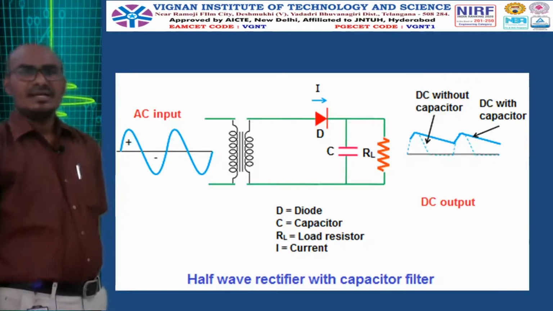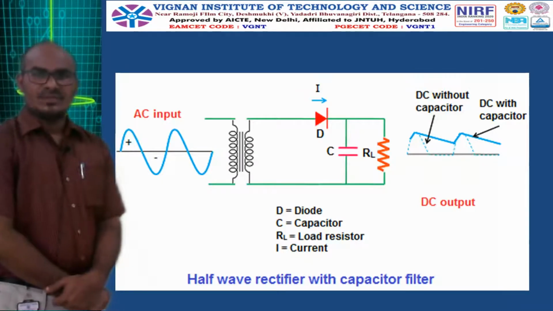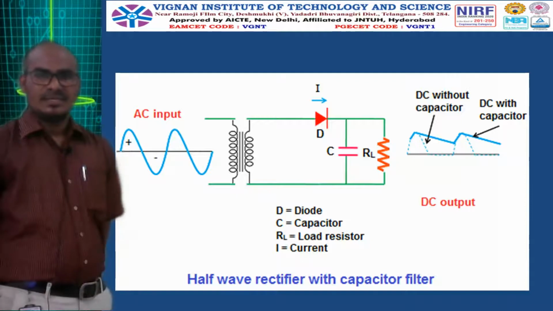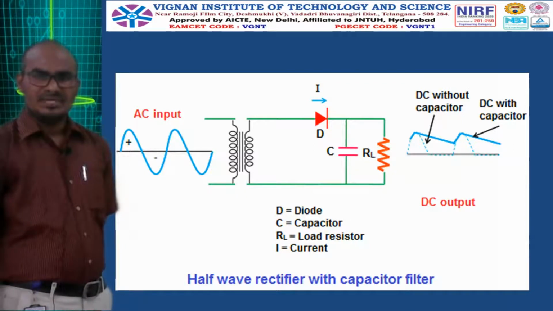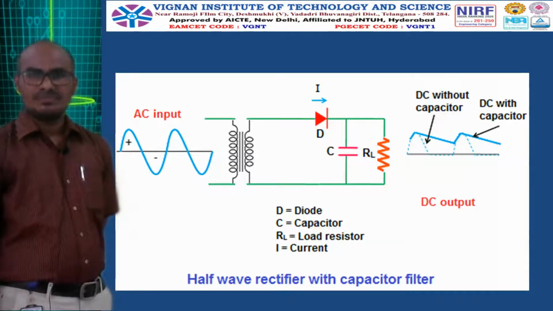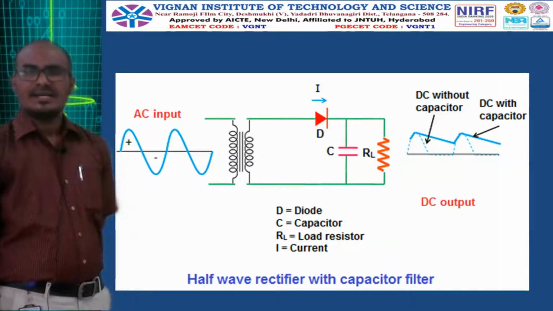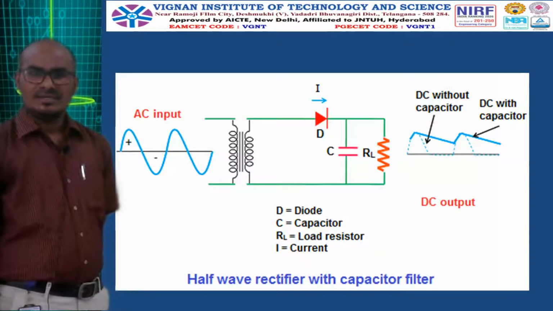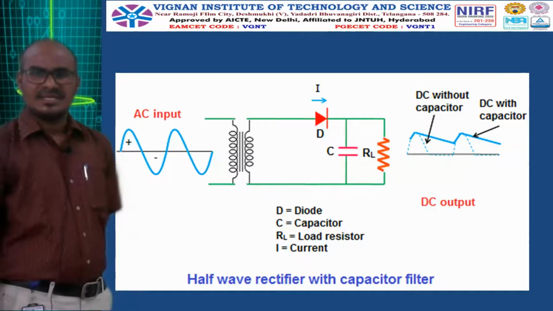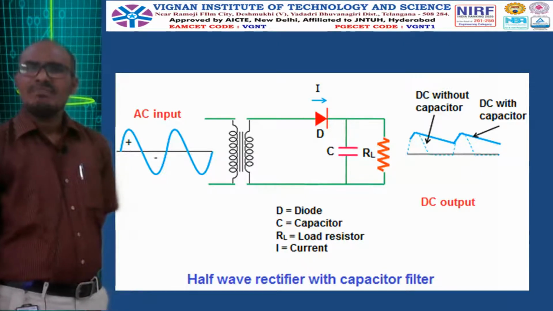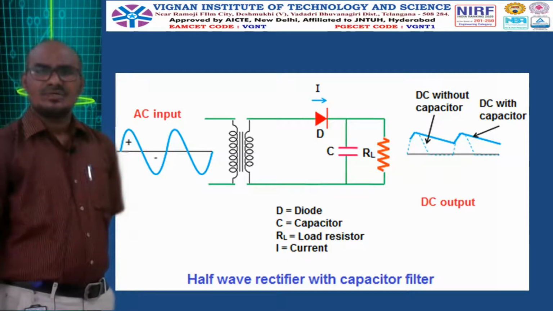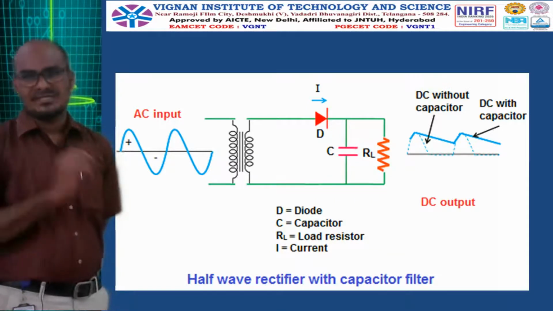So this is the half wave rectifier circuit with the capacitor filter. The same AC input is given, a sinusoidal input, a step down transformer, a diode, the load resistance RL, and what is the extra component? A capacitor C is introduced, which is in parallel to the load resistance RL. So this is the circuit diagram of the half wave rectifier with the capacitor filter.